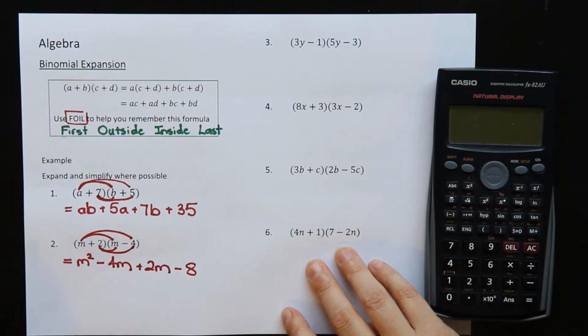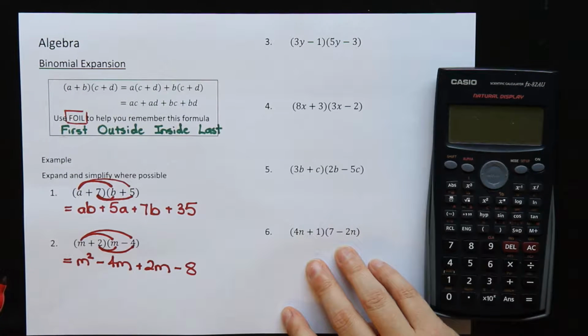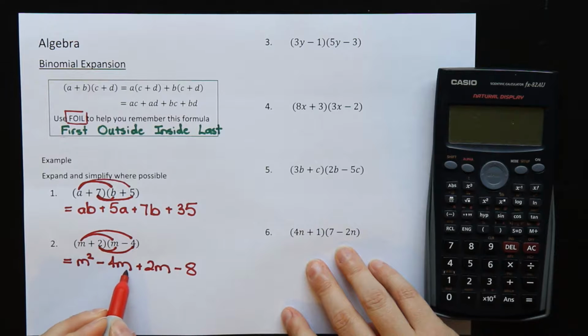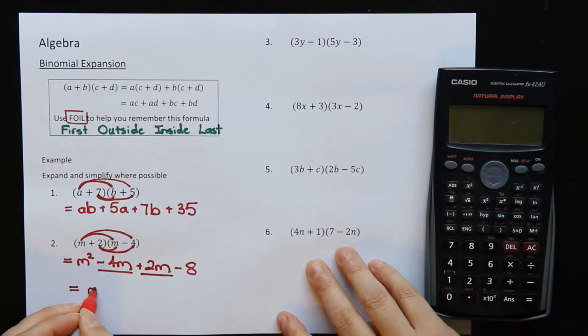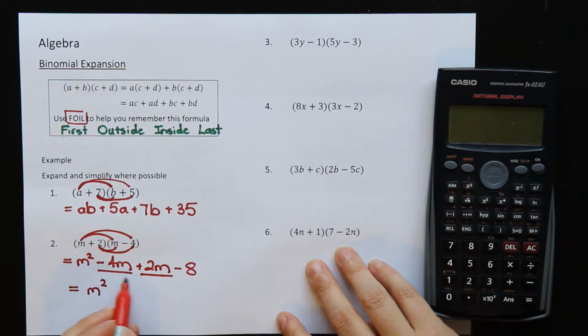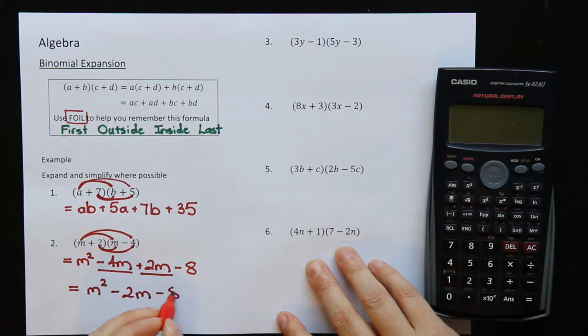Now, if you can, you should always simplify where possible. In this question, I have two terms here that are like terms. Minus 4M and plus 2M are like terms. So I'm going to rewrite this. I'm going to leave the M squared first and I'm going to collect these middle ones up. Minus 4 plus 2 is a minus 2M, minus 8. And that is the best, most simplified answer.